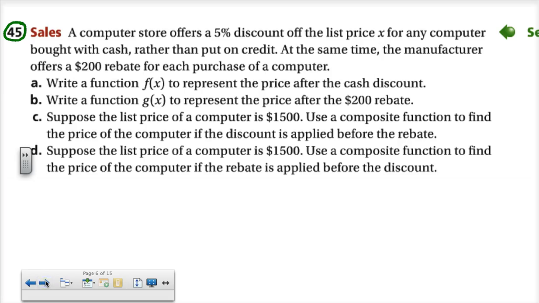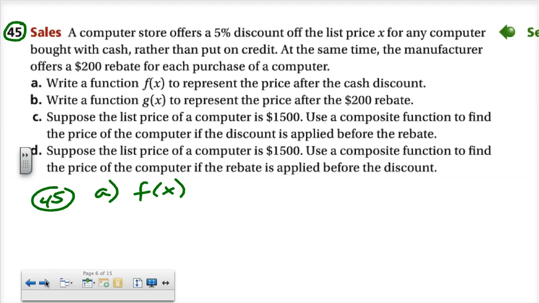Number 45, we have sales. And it says a computer store offers a 5% discount off the list price x for any computer bought with cash, rather than put on credit. At the same time, the manufacturer offers a $200 rebate for each purchase of a computer. A is write a function f of x to represent the price after the cash discount.